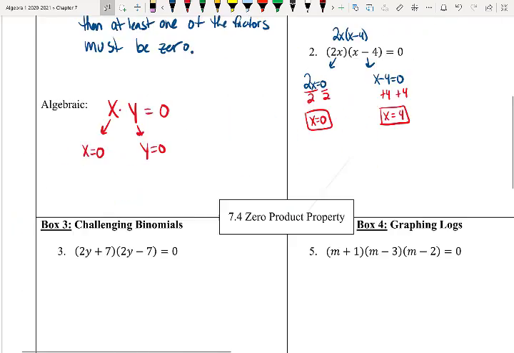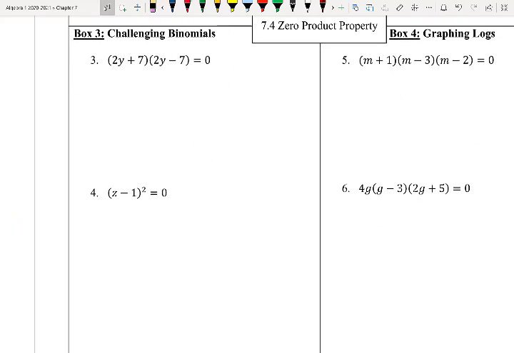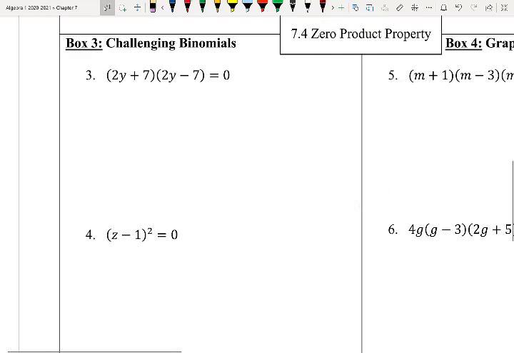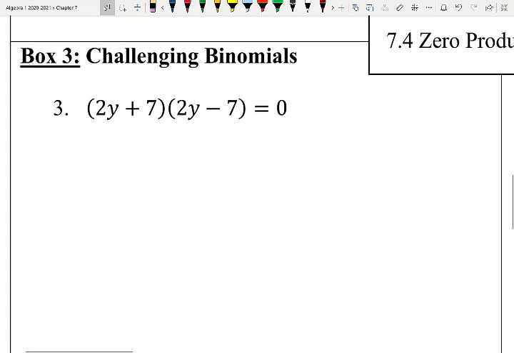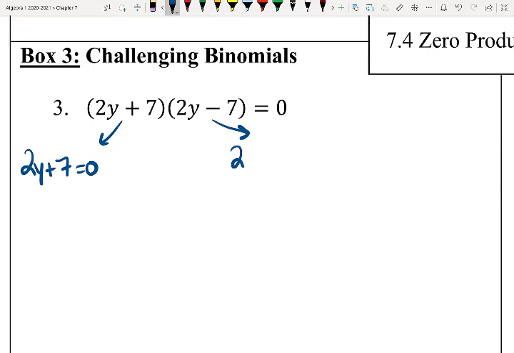The nice thing is that's pretty much it. The only thing that's going to be a little bit more challenging is that the individual parentheses are going to be more difficult to solve once you split it up. It's still going to be already factored for us in this section. It's still going to be separated out into different parentheses or different terms. So I'm still going to do the same setup. So here for number 3, 2y plus 7 has to equal 0. And then 2y minus 7 has to equal 0.